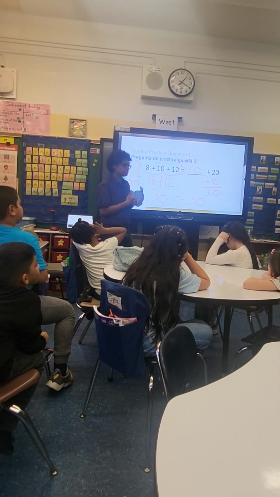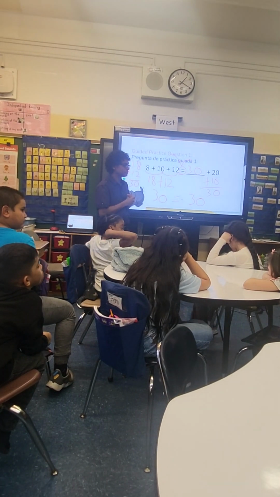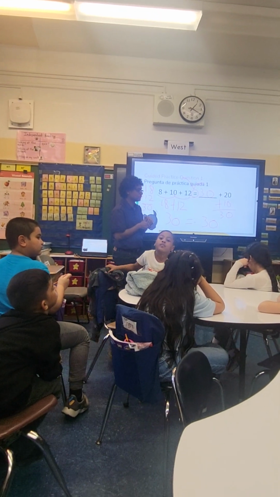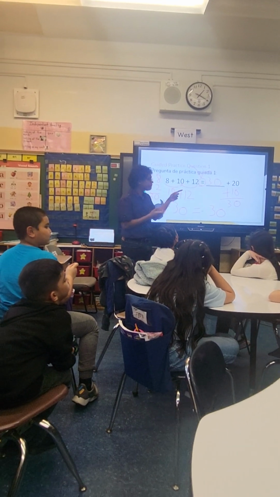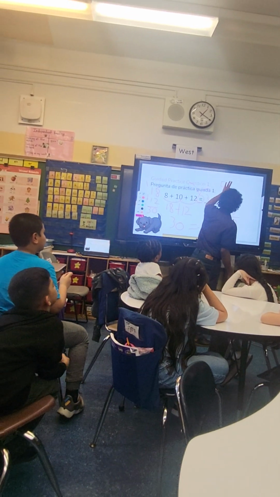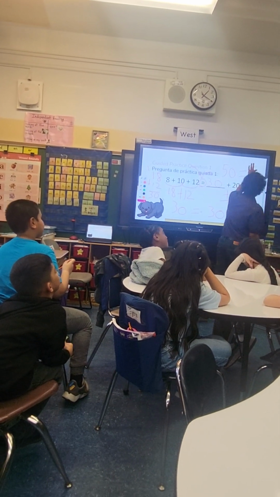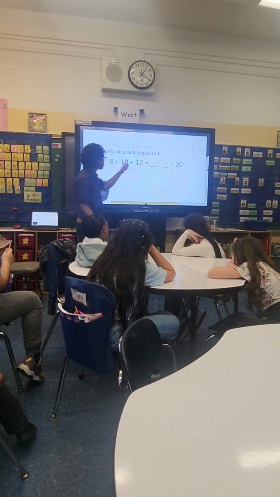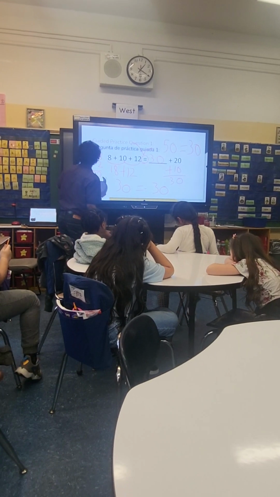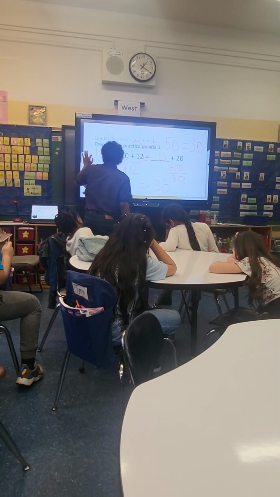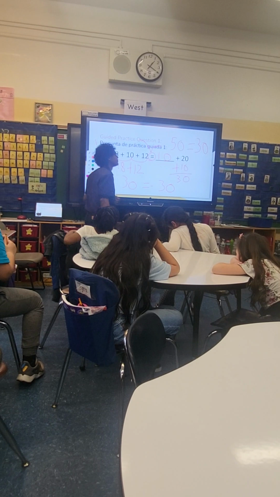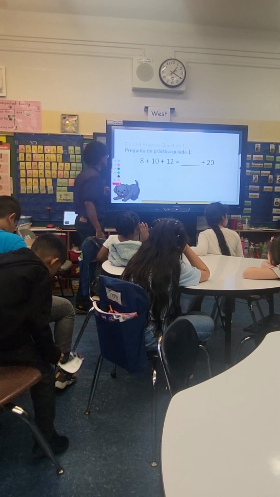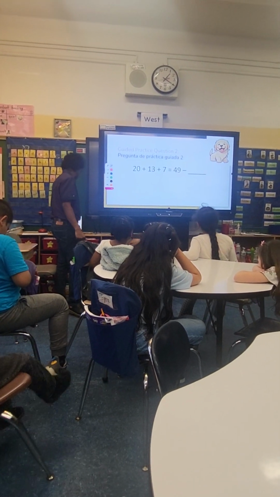Shirley, you want to add on? What does 20 and 30 give you? 50. And 50 is not the same as 30, right? Is 50 the same as 30? No. So we know that this is 10, because 10 plus 20 gives us the number we're trying to find. Good job explaining. All right, let's go on to the next one.